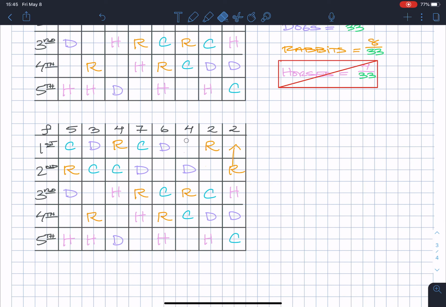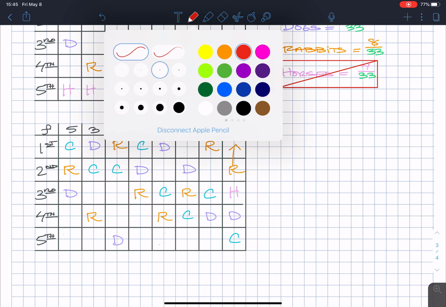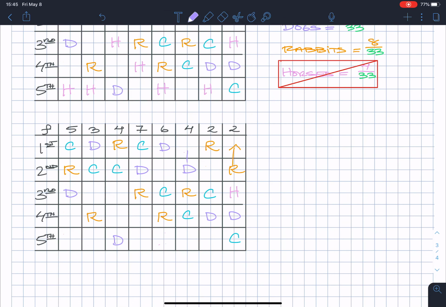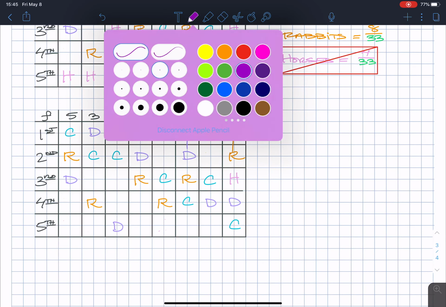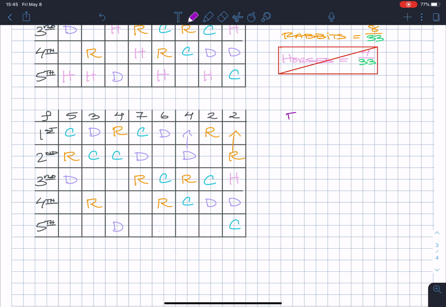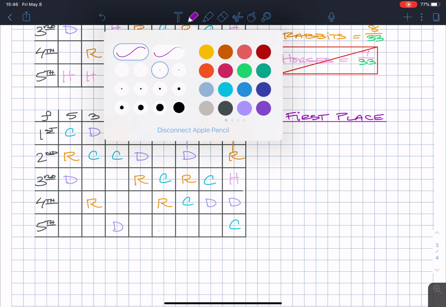Now let's eliminate horses. So we'll take the horses away. So that's only going to open up one first place position. And that first place position is now taken up by dogs because this dogs moves up. Okay, so let's look at the first place again. Okay, so starting with cats.